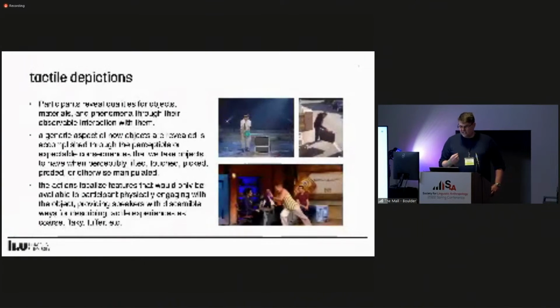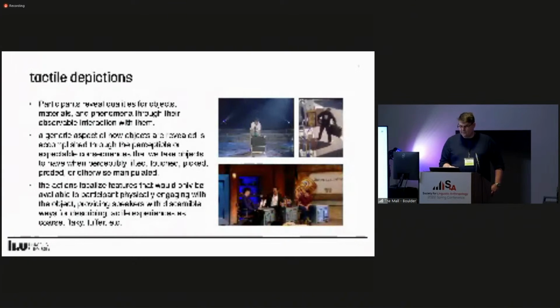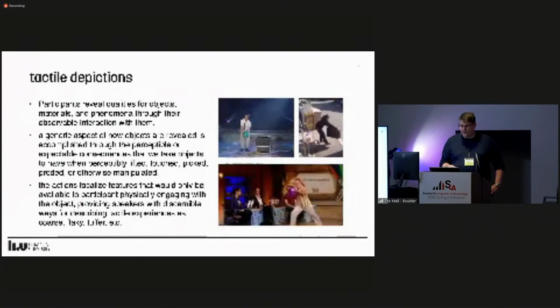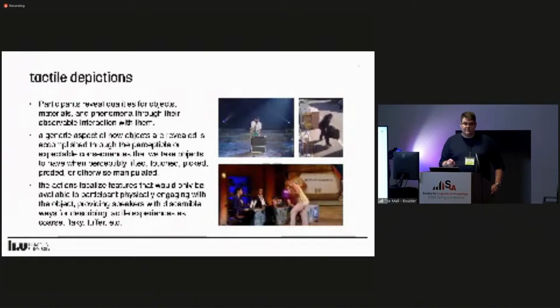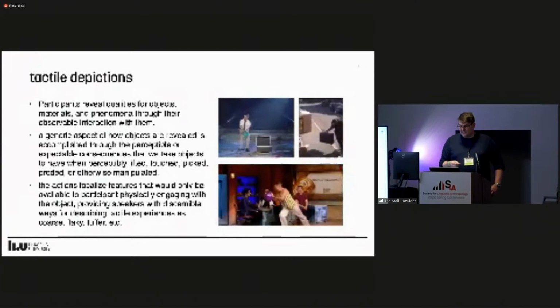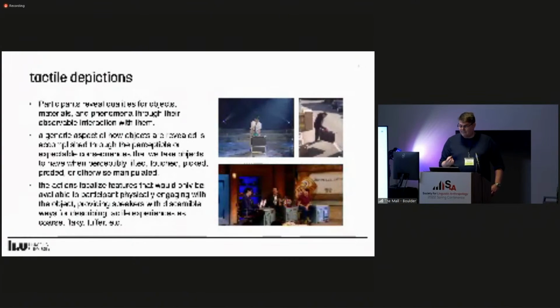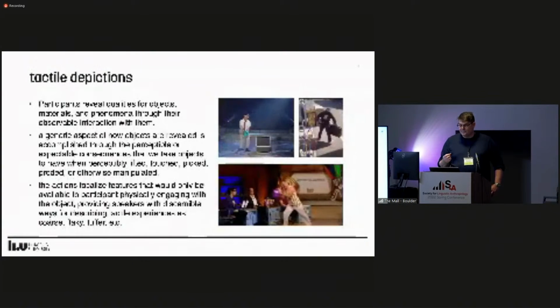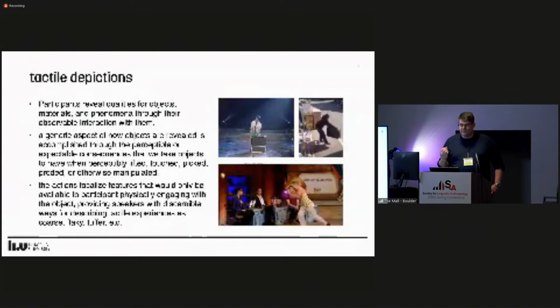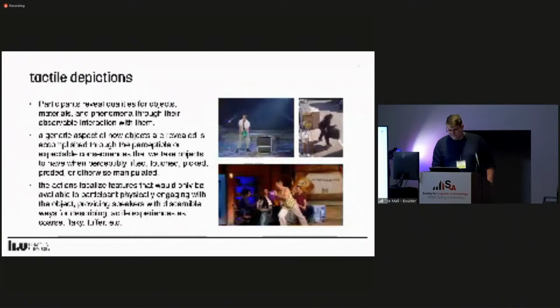And this suggests that a generic aspect of how these objects are revealed, whether that be their texture, the coherence, or so on, is accomplished through the perceptible and expectable consequences that we take objects to have for how others perceptibly lift, touch, pick, prod, and otherwise manipulate them.